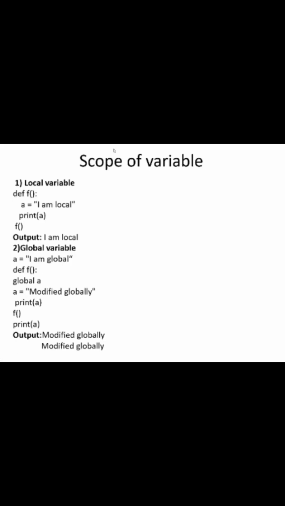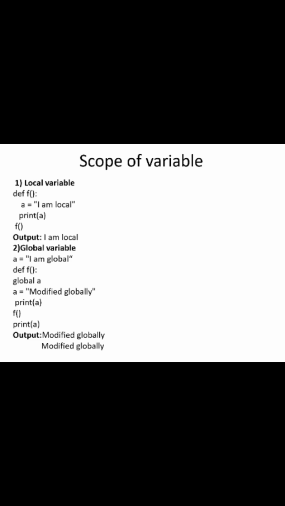Scope of a variable in Python, which are local and global. Local variable: variables defined inside a function are local to that function. Here we define f, in brackets, a is equal to "I am local", then print a. Output is I am local.